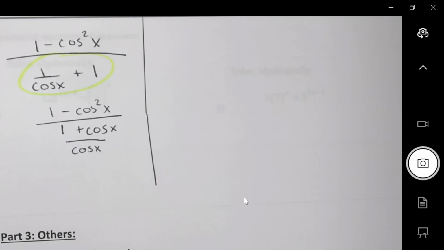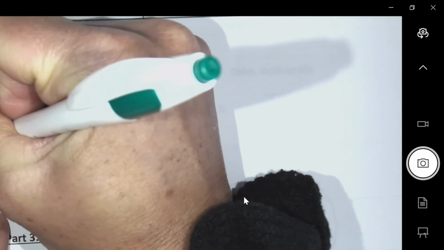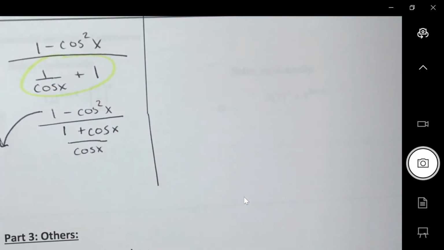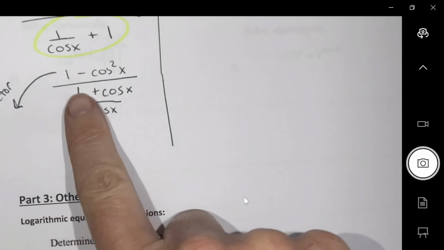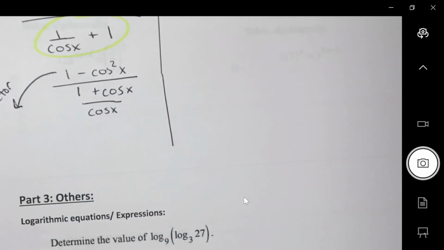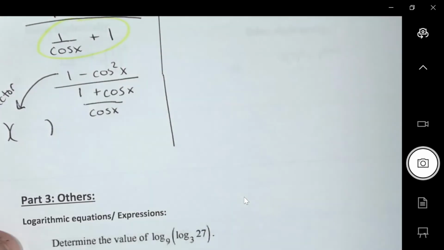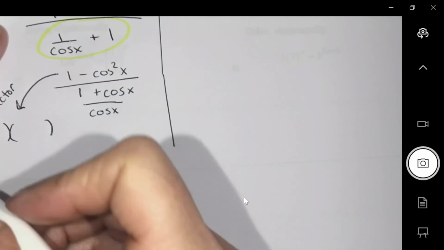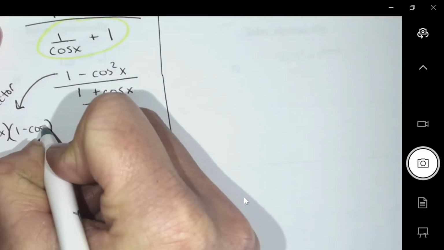Okay, ready? I am going to factor this. What kind of factoring do you see? Which style? You have your four big styles. Which one is that one? Difference of squares. I got it. You got it. 1 plus cos x, 1 minus cos x.